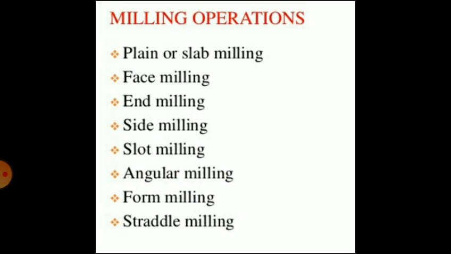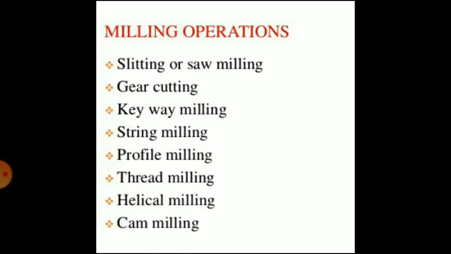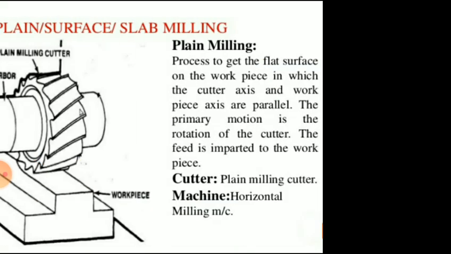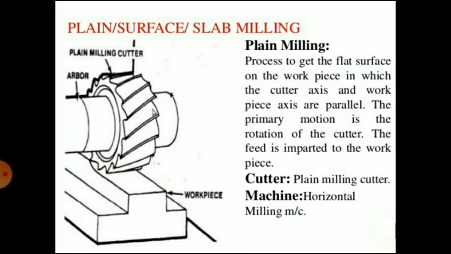Then the various milling operations that you can produce on a milling machine. These are plain or slab milling, face milling, end milling, side milling, slot milling, angular milling, form milling, straddle milling, then saw milling, gear cutting, keyway milling, string milling, profile milling, thread milling, helical milling and cam milling. So the first operation is plain surface or slab milling.